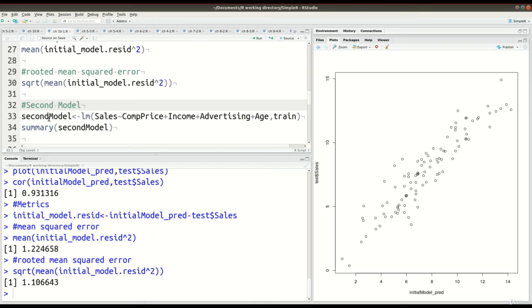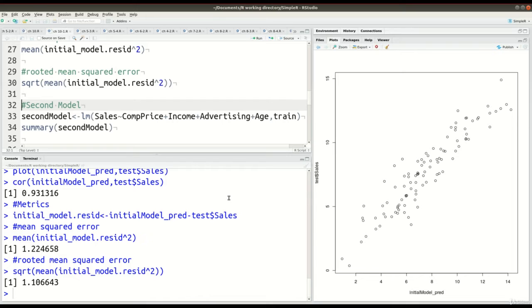So we've pretty much finished our initial analysis of the initial model that we made. We can see that we have a very strong correlation here of 0.93. We have a strong R squared of 0.87. And then these metrics, the mean squared error and the rooted mean squared error, will be useful as we start to look at our second model.